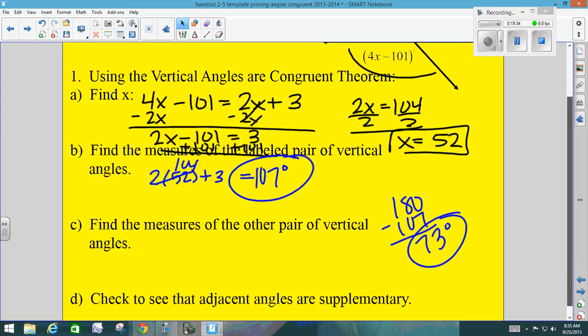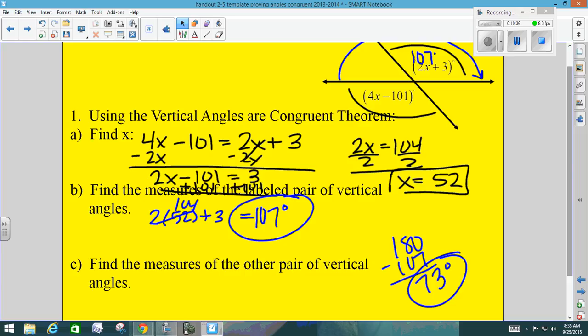Part D, check to see that the adjacent angles are supplementary. Are they? Isn't that how we figured out what the other vertical angles were? Yeah, we had to use that they were supplementary. All right, vertical angles theorem. Vertical angles are congruent. Example 2, a proof.